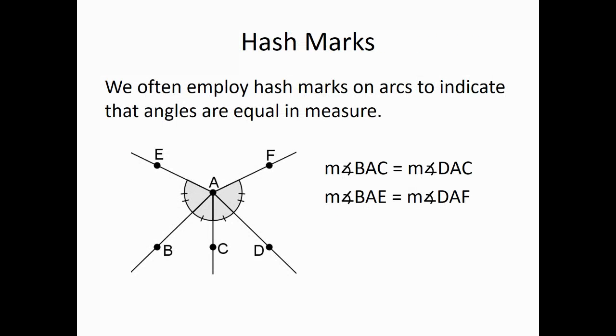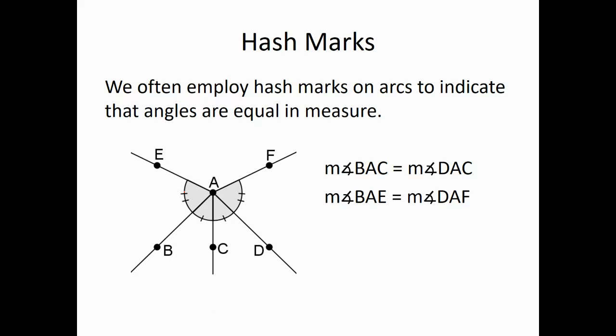Hash marks. We saw hash marks used in our diagrams that contained segments, and we know that those hash marks tell us that segments are equal in length. We have something very much like that for angles as well. Typically what we will do is draw a little arc into the interior of the angle centered about its vertex, and then place hash marks on that arc. And once again, an equal number of hash marks tell us that the angles are equal.